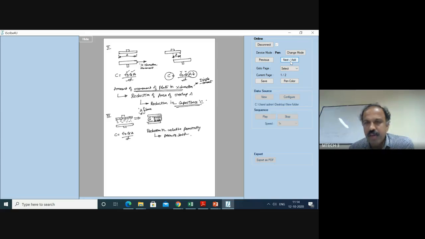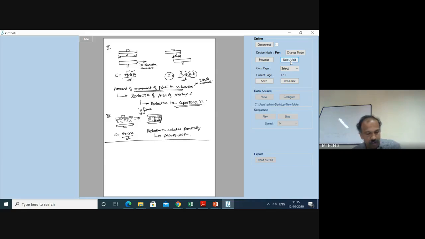Reduced. Okay, so how much reduction is going to occur? That will be shown in the value of your C. Are you understanding? So changes in the value of C is a measure of the distance. Now this is one particular thing that is going to be present. Now let's go to the next stage.